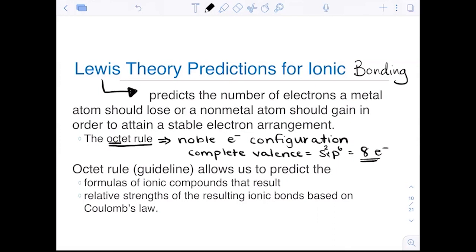Now, using the octet rule, the idea that 8 is our magic number, it allows us to predict the formulas of ionic compounds that result from the combination of one metal and one nonmetal. The relative strengths of those ionic bonds are also based off of Coulomb's law. So something that has a +1 and a -1 charge can be predicted.